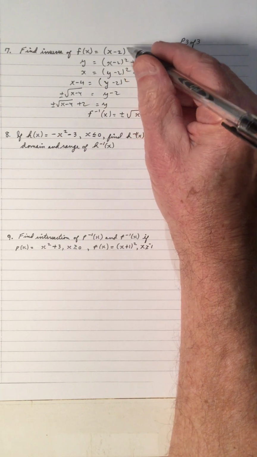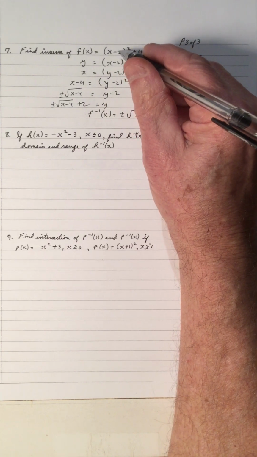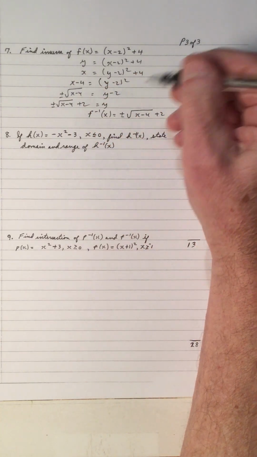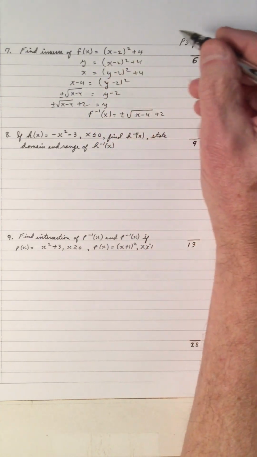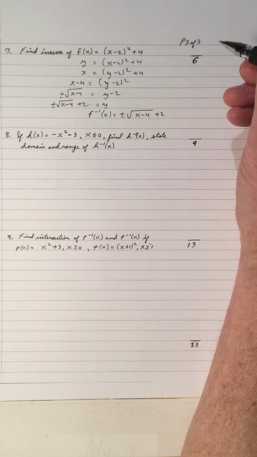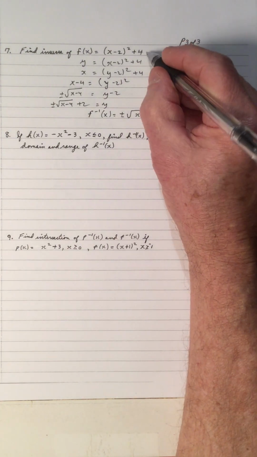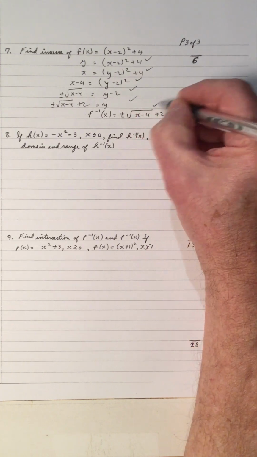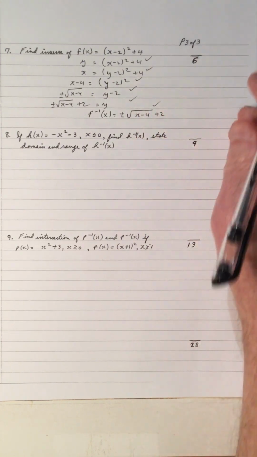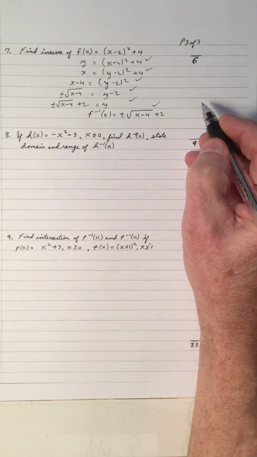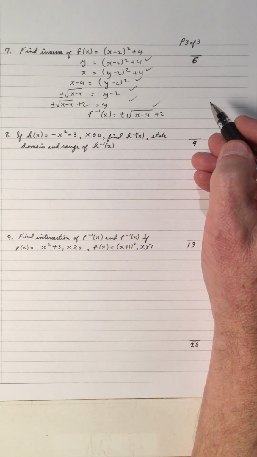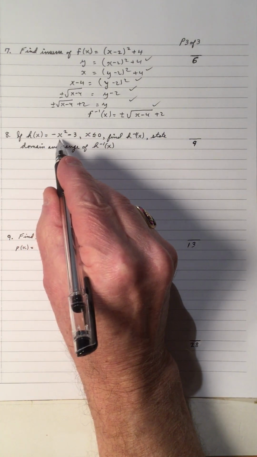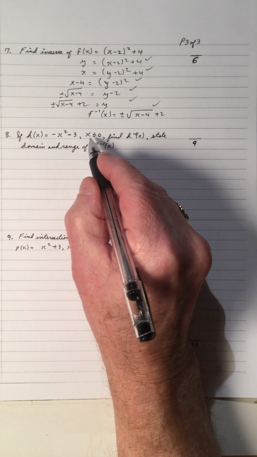Notice this is a parabola whose vertex is (2, 4). So the plus is on the right side, and the minus is on the left side of this parabola. And there's 6 marks. So, each step, 1, 2, 3, 4, 5, 6. If you get each of these steps correct, you get this answer. Give yourself 6 marks.